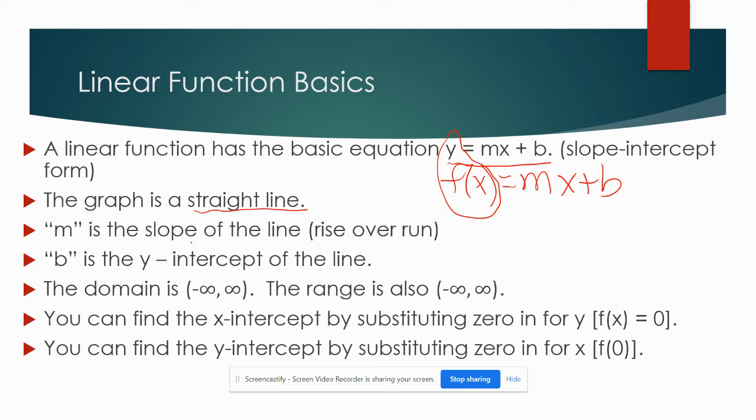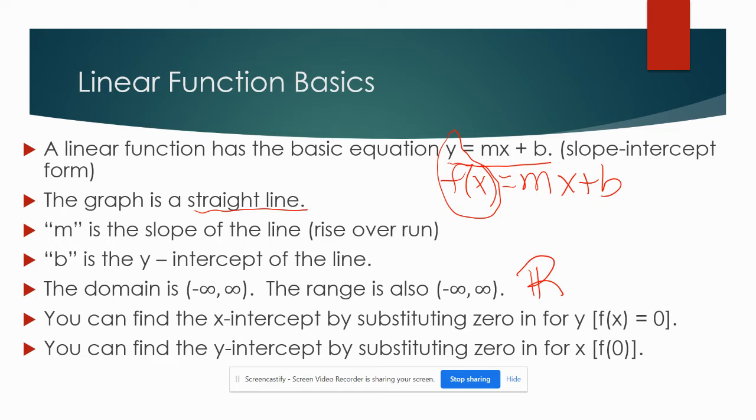The graph of a linear function is a straight line. M is the slope, which we can also call rise over run. B is the y-intercept. The domain of all linear functions is negative infinity to infinity, and the range is negative infinity to infinity. Remember, these are interval notations. If it doesn't ask for interval notation, then you can use the real number symbol.